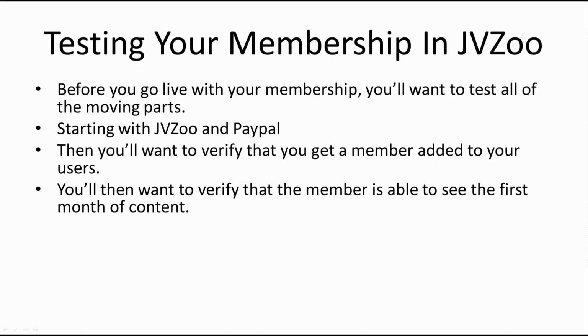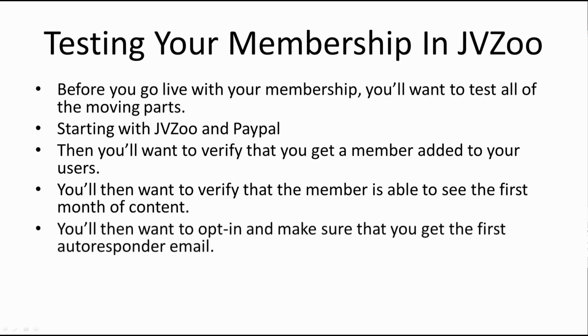month of content. So when you actually go through the testing process, make sure you use an email address that you're going to be able to check and look at as if you were your own customer. You'll then want to opt into your list and make sure you get the first autoresponder email, because that's going to be a good indication that you're going to get the other one in 30 days.